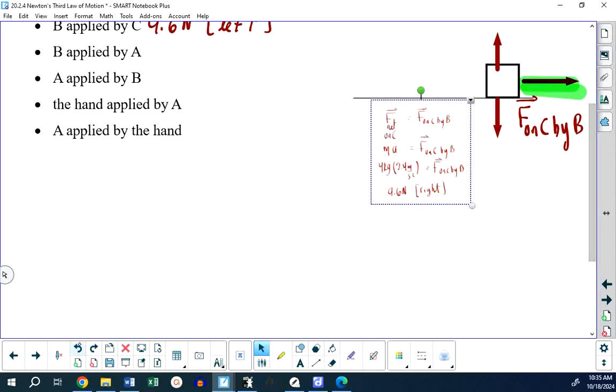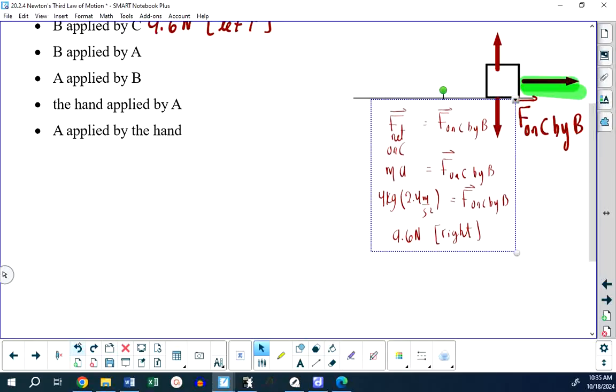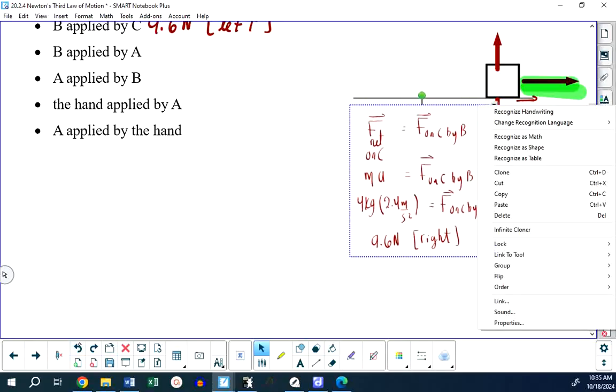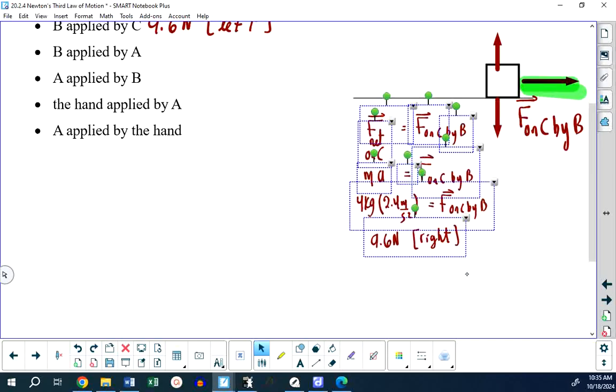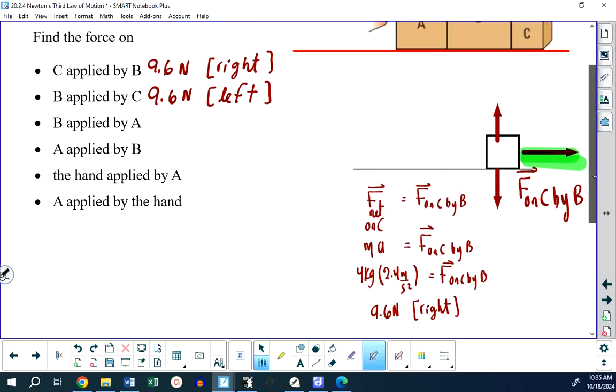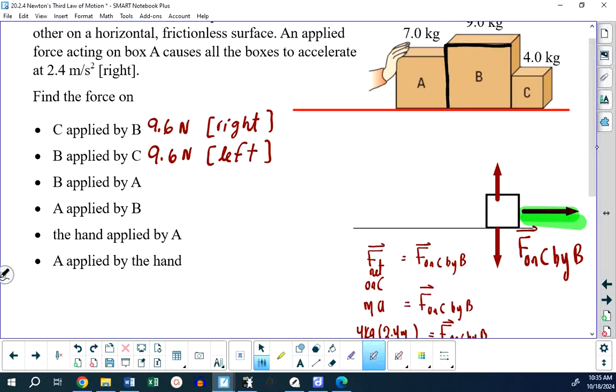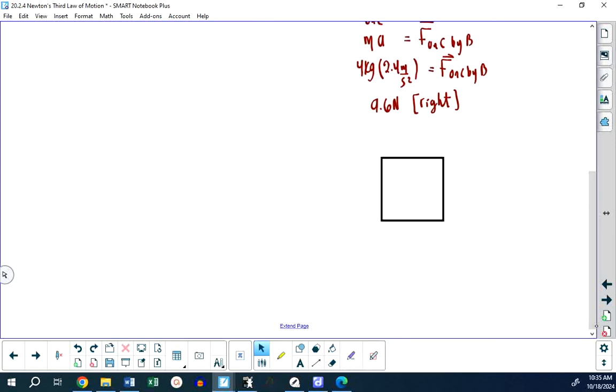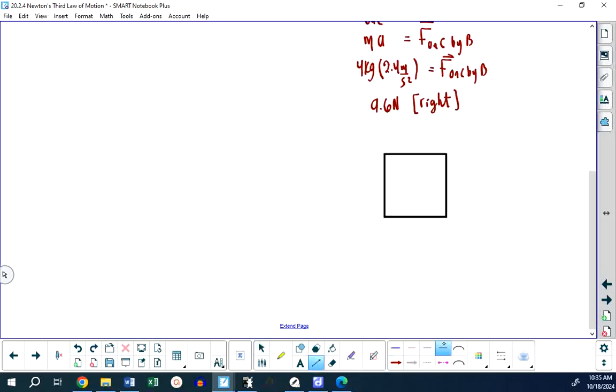It's a little too small. There we go. We're going to repeat it for the middle box. So the middle box is on a horizontal frictionless surface. And, again, I'm going to draw a free body diagram. But because there's so much to unpack here, I'm going to simplify it.